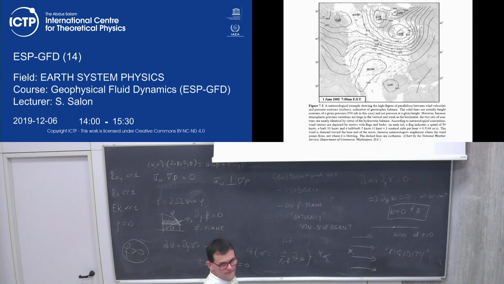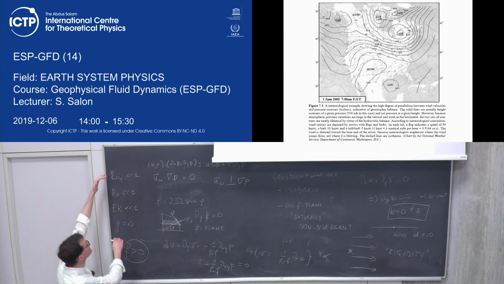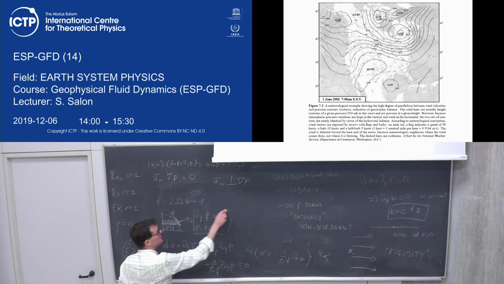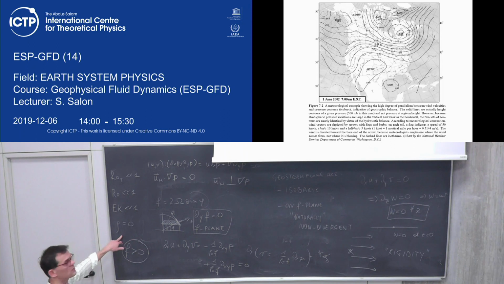Naturally, because it's a sort of natural consequence of the equations. So I don't have any kind of more hypothesis. The only hypothesis that I made before is this one, and the F plane is the plus hypothesis that I added to this one. So the non-divergence is not forced, it's natural. That's why I put it this way.